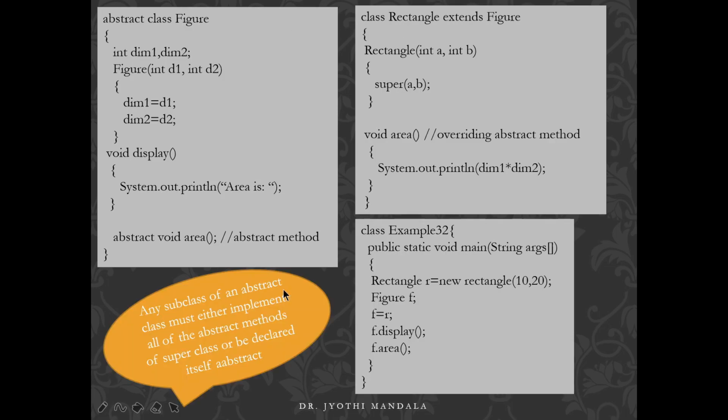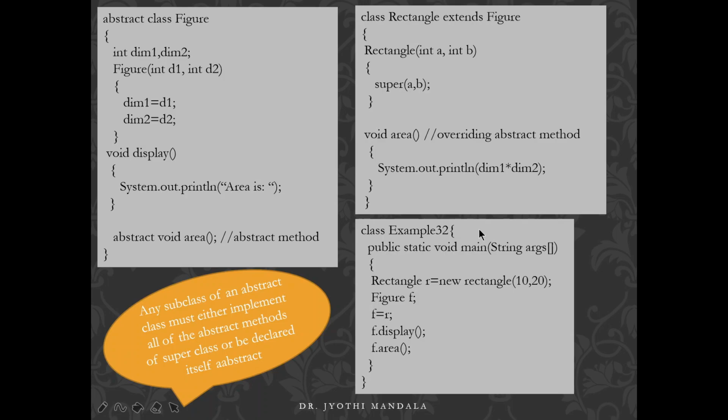Any subclass of an abstract class, in our case Rectangle, must either implement all the abstract methods. So if you are having 5 abstract methods, all methods need to be defined, or else it has to declare itself as abstract. Suppose it is defining only 4 out of 5 abstract methods, then this class has to be defined again itself as an abstract class. Got it, all of you? So you need to remember so many points here.